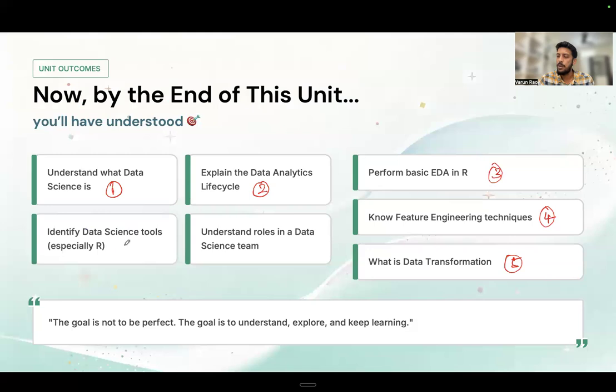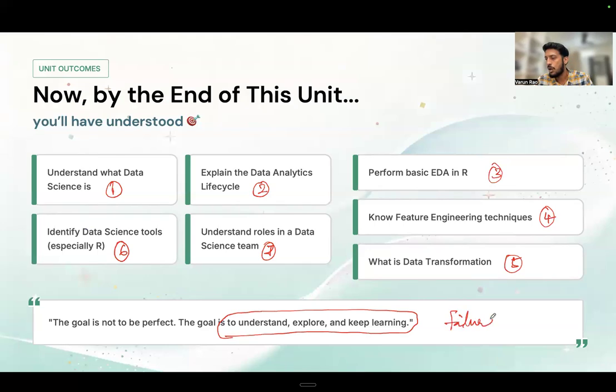Notwithstanding this, we spoke about a few tools. Again, not few, to be sure, but we only spoke about R because this unit deals with R, but there are a lot of other tools, a lot of other languages that go into the actual picture. Then finally, we also saw what a data science team does. And just for you to know, the goal is not to be perfect. The goal is to understand, explore, and keep learning. Now, if you're looking forward to be a data scientist, then please remember there is nothing called failure or wrong. You have just explored another way of how not to do it. That's as simple as that.